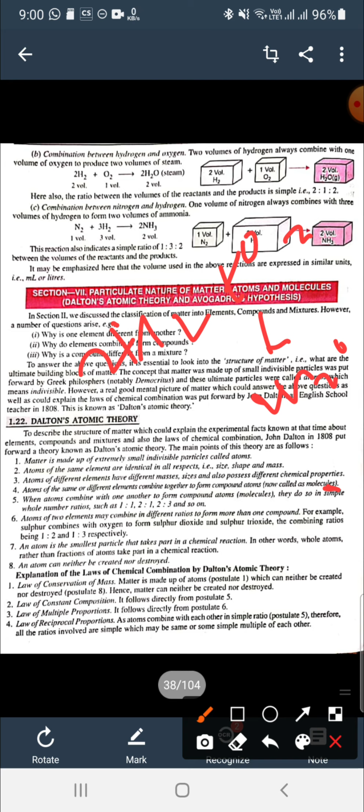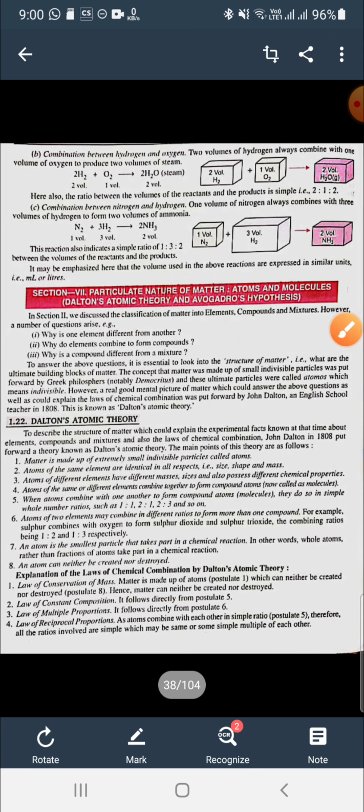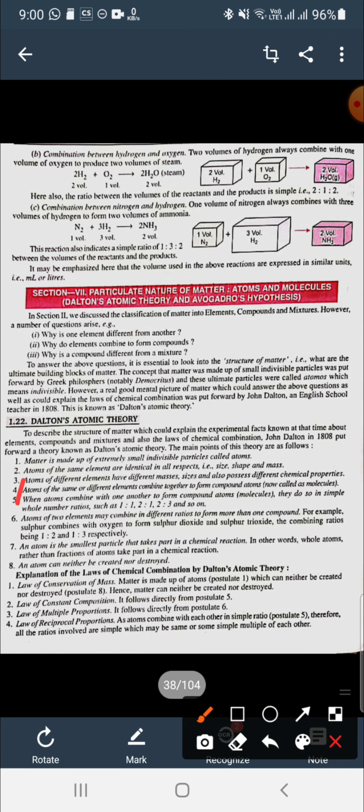When atoms combine with one another to form a compound, they do so in a simple whole number ratio. This we studied in Gay-Lussac's law. As we said earlier, when atoms combine with each other to form a compound, they do so in the ratio 1:1, 1:2. Or as we saw, water always has 1:8 of hydrogen and oxygen by mass. Atoms of two elements may combine in different ratios to form more than one compound. For example, sulfur combines with oxygen to form sulfur dioxide and sulfur trioxide, the combining ratios being 1:2, 1:3.